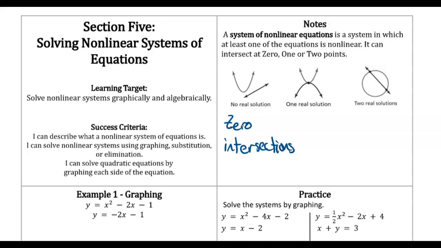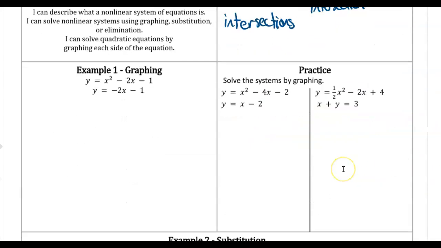And then it can have one real solution. That's when it has one intersection. And if it intersects at 2 points, that has two real solutions. So it can have two intersections. Just like in Algebra 1, when we solve systems of linear equations, we solve them using substitution, graphing, and elimination. And we'll do the same thing here.